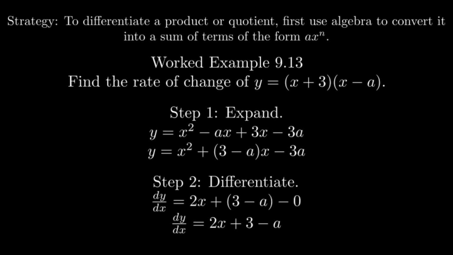The derivative of 3ax is just the constant coefficient, which is 3 minus a. And the derivative of the constant term minus 3a is 0. So the derivative is 2x plus 3 minus a. Let's do the same for a quotient.